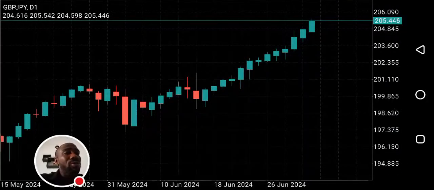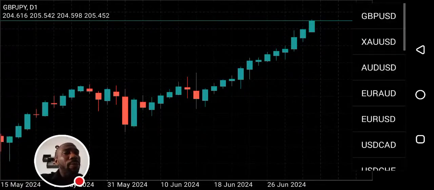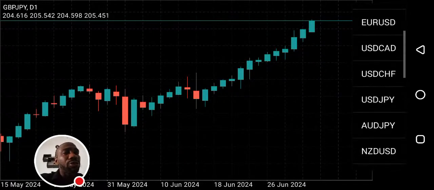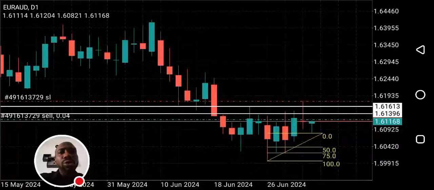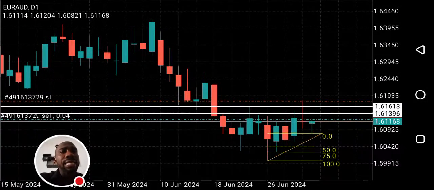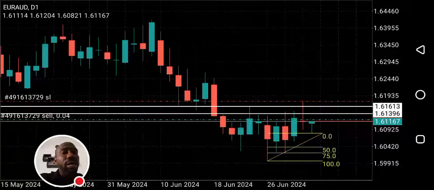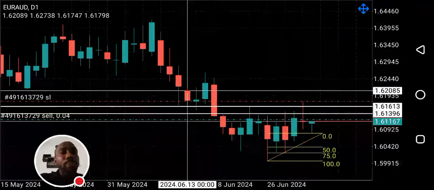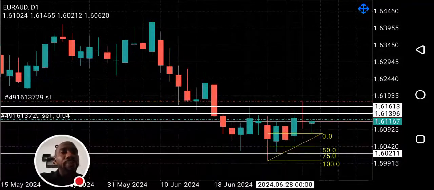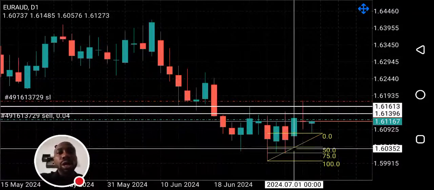Okay, so let's move to the next pair, Euro Aussie. My bias for today's market is bearish, though for the week my bias is bullish for Euro Australian dollar. But I want to see Euro Australian dollar pull back to this area before I would go bullish.